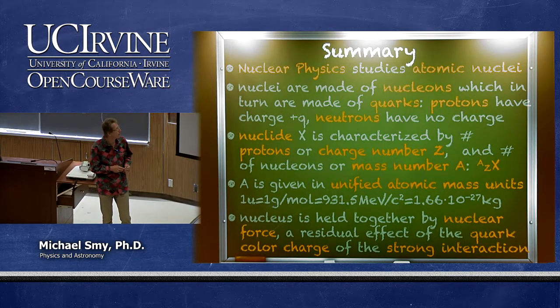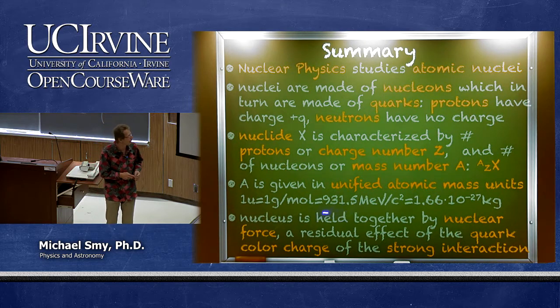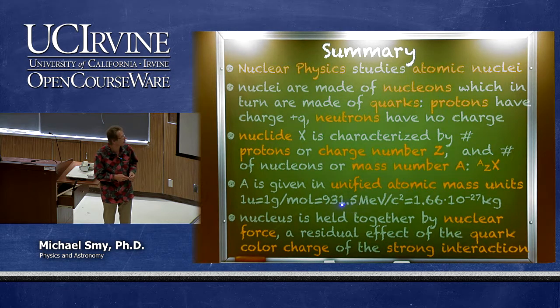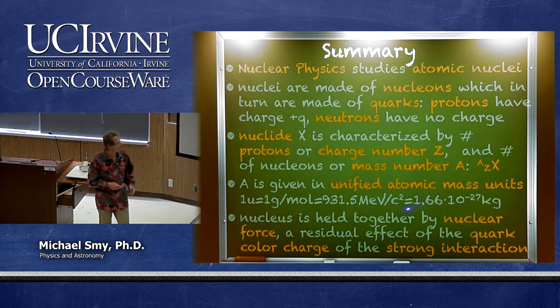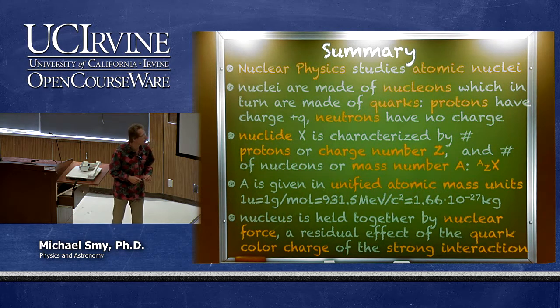and A is given in the unified atomic mass units. 1 u is 1 gram per mole, and it's equivalent to the energy over c squared of 931.5 MeV over c squared. In kilograms, it's 1.66 times 10 to the minus 27 kilograms.